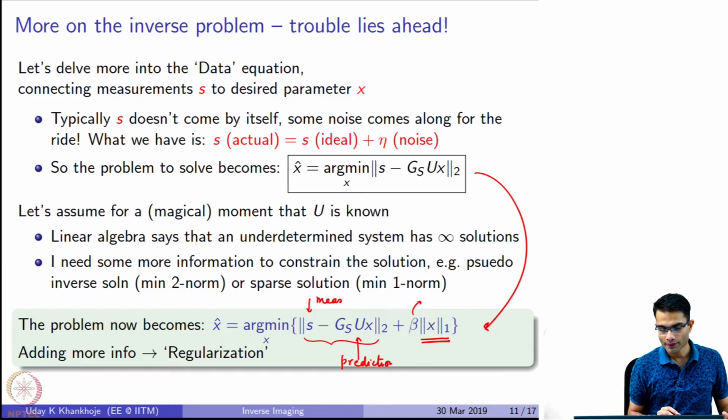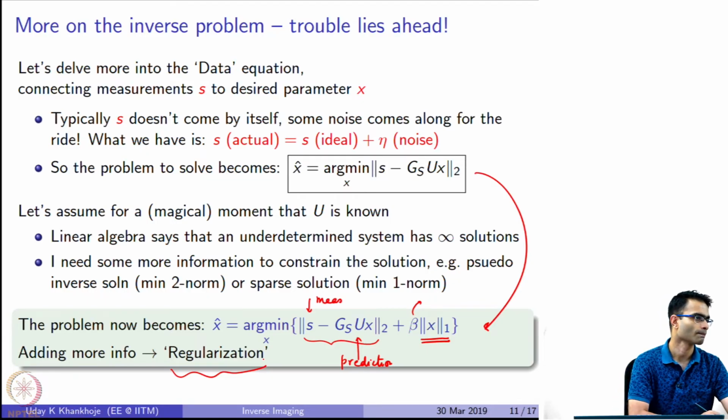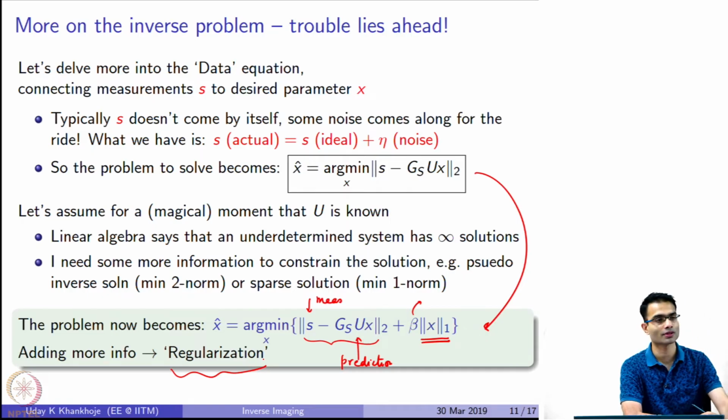In the language of inverse problems, or even statistics, this adding more information is called regularization. That is the technical word for it. So I have regularized my solution by giving some more information. And what is that more information? Minimum 1 norm, minimum 2 norm, something else. It's up to me. So why should this correspond to reality? Why should my solution to this breast cancer imaging problem have minimum 1 norm?